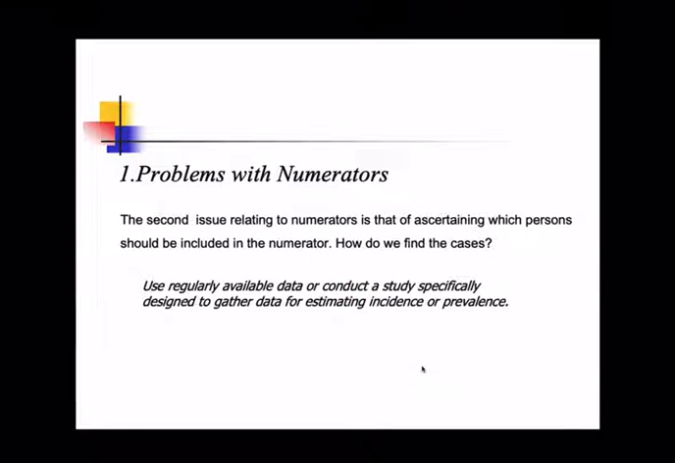The second issue relating to numerators is which persons should be included in the numerator? How do we find the cases? We can use regularly available data or conduct a study specifically designed to gather data for estimating incidence or prevalence. In many such studies, the data are obtained from interviews. Ideally, we would have laboratory or other confirmatory evidence. However, often such evidence is not available.